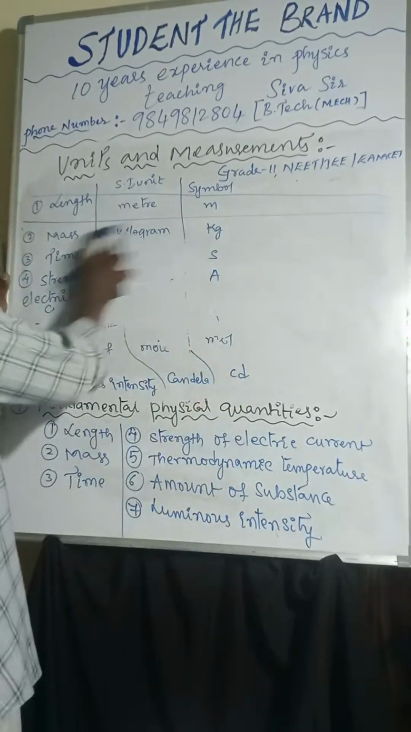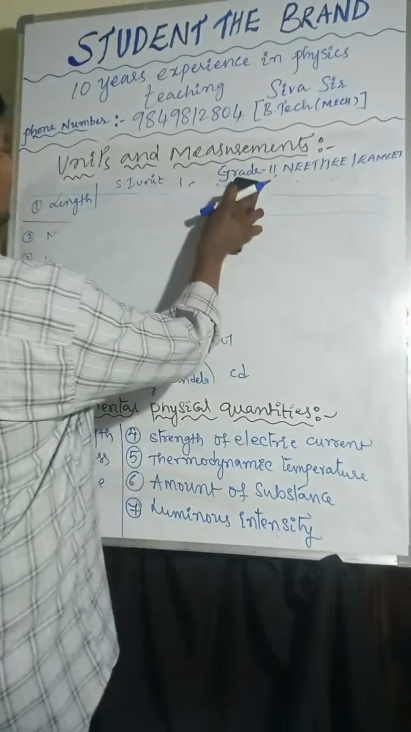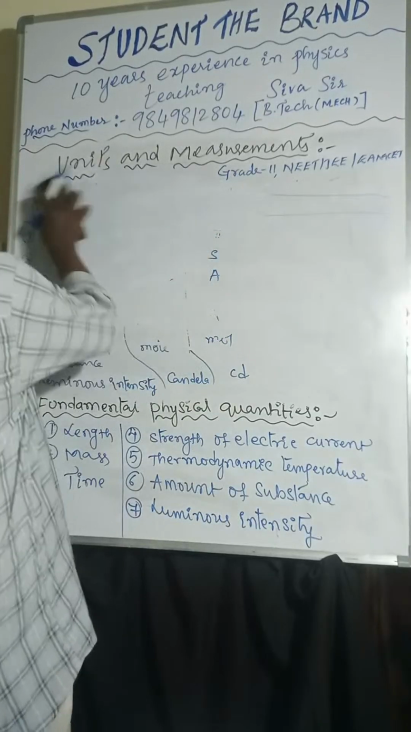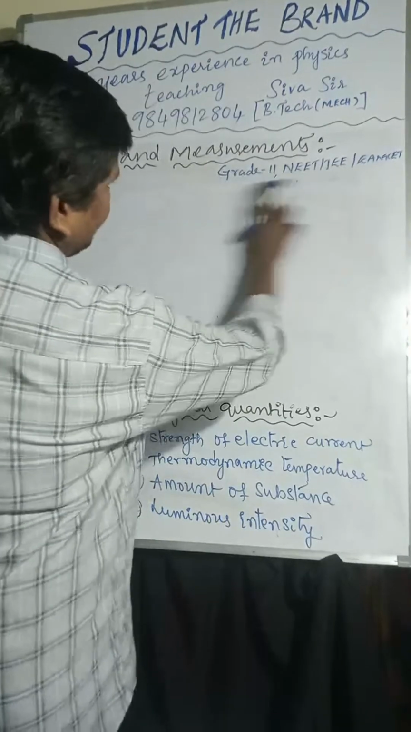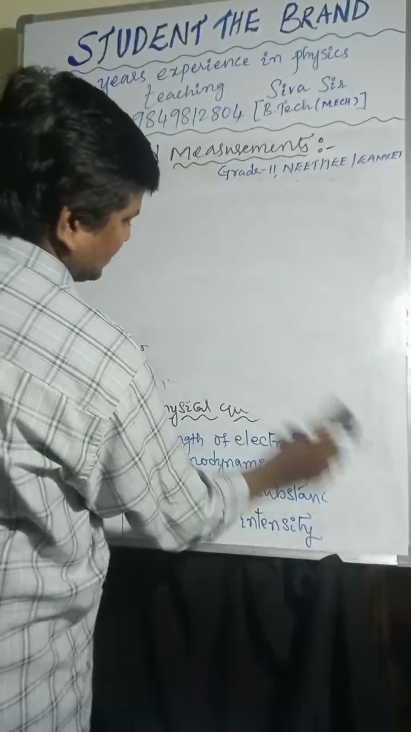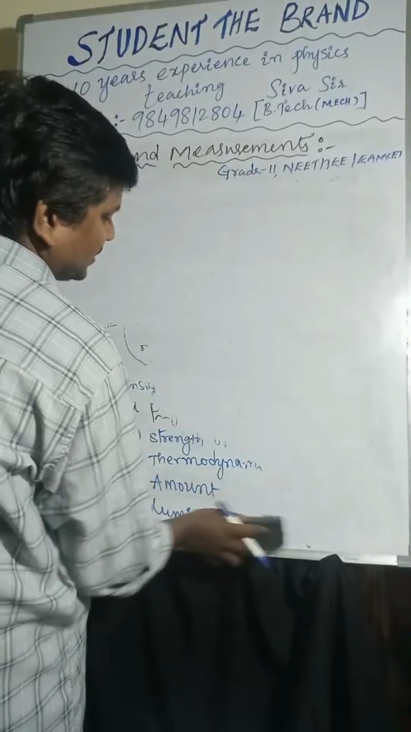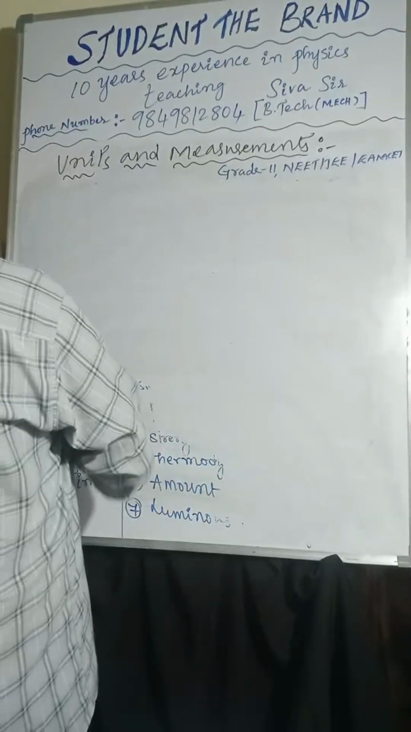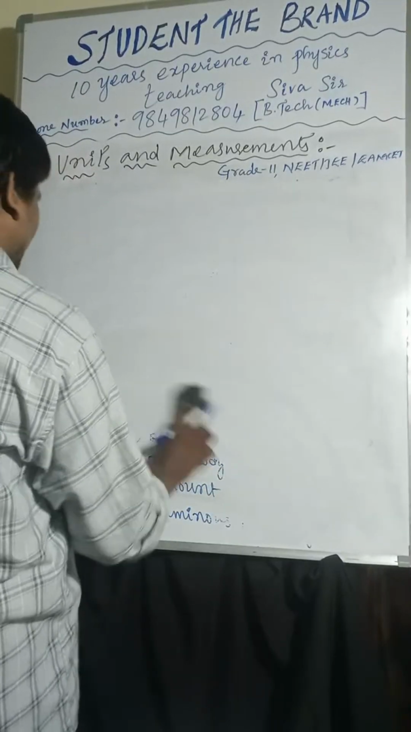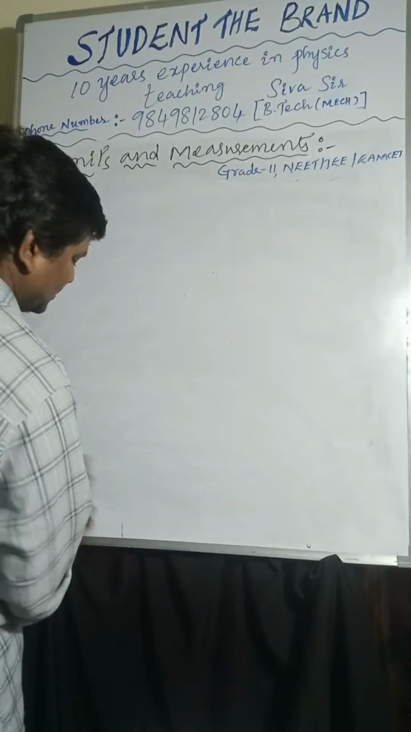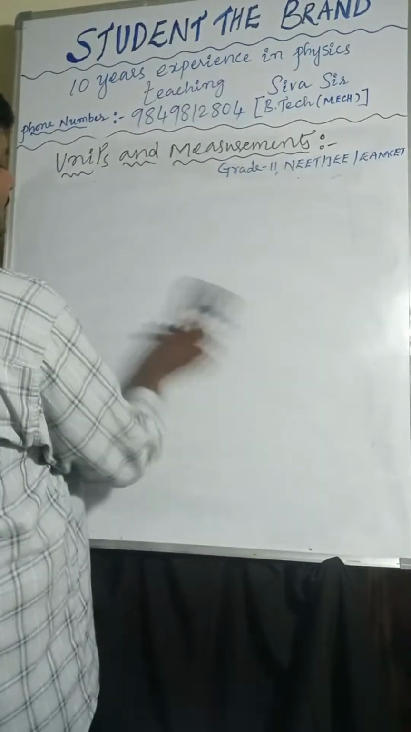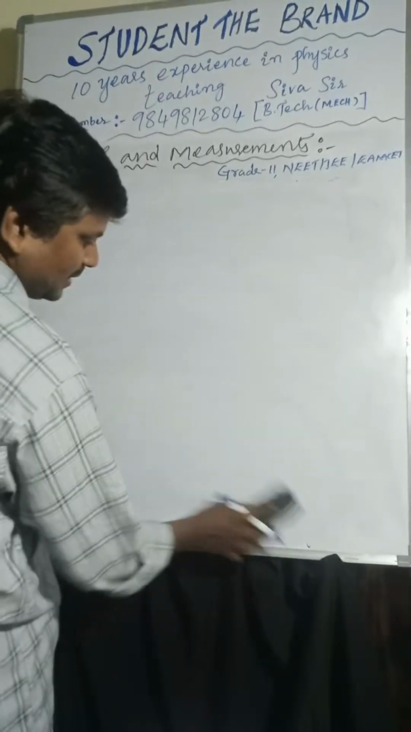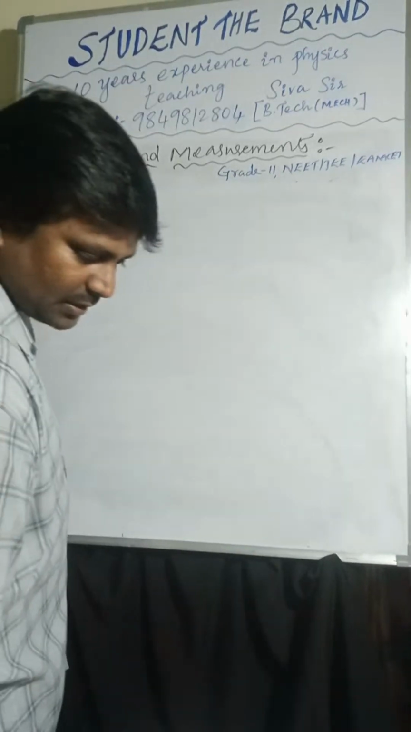So these are the physical quantities, and next is system of units. There are three systems of units. These are the fundamental physical quantities. Next are supplementary physical quantities and derived physical quantities. So we'll talk about supplementary physical quantities.